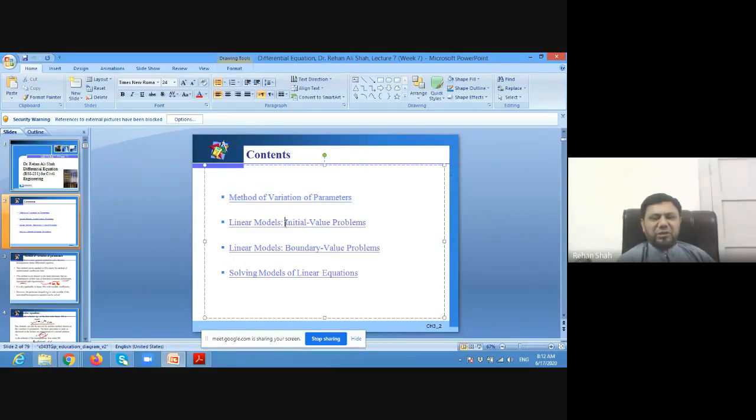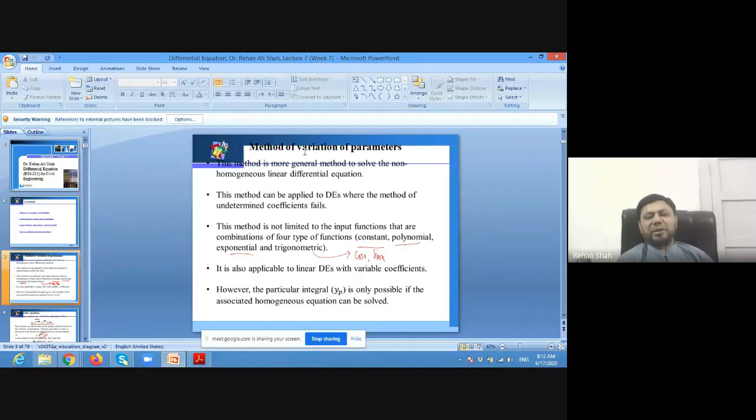What is an initial value problem? What is a boundary value problem? We have already studied this, but we will study it in second order differential equations. We have also used some models, some linear equations, and we will solve these linear equations. So first of all, the method of variation of parameter.